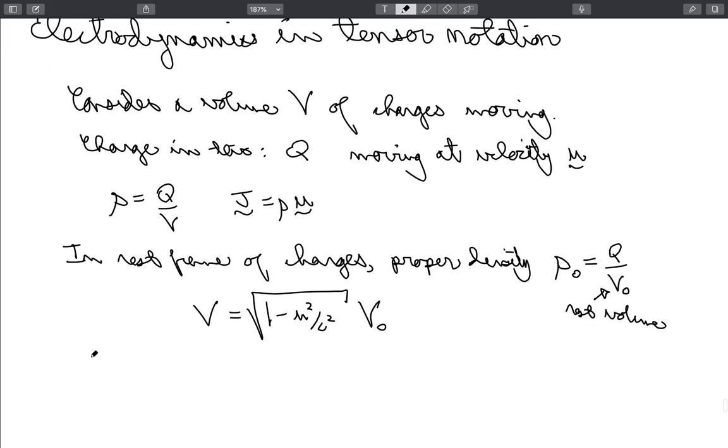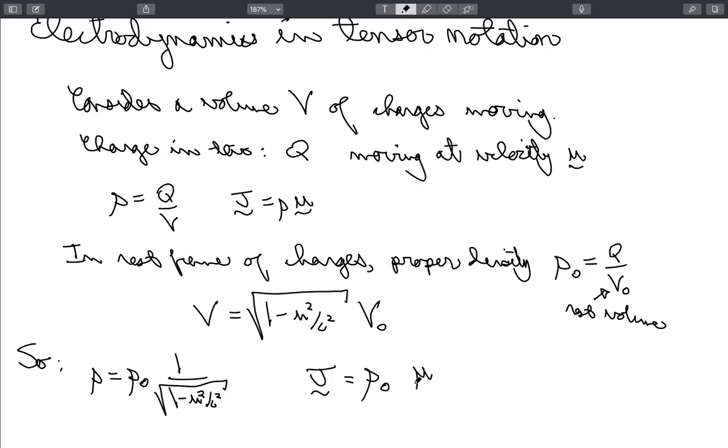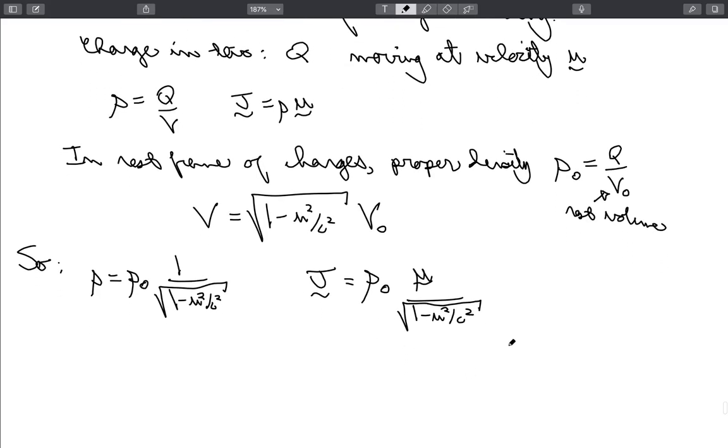Okay, so that immediately gives us the following relations. We have that rho is equal to rho 0 times 1 over the square root of 1 minus u squared over c squared. And we'd have that the current density would be rho 0 times u with the same factor, 1 over the square root of 1 minus u squared over c squared. Now you see in this expression here, we recognize the proper velocity that we defined.